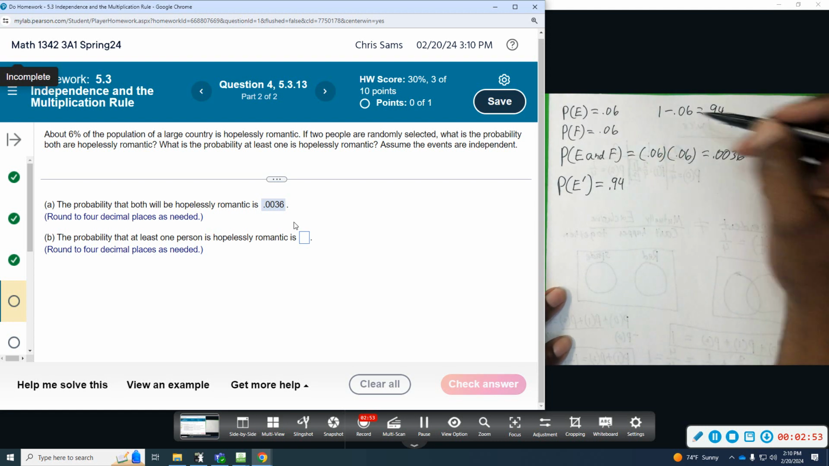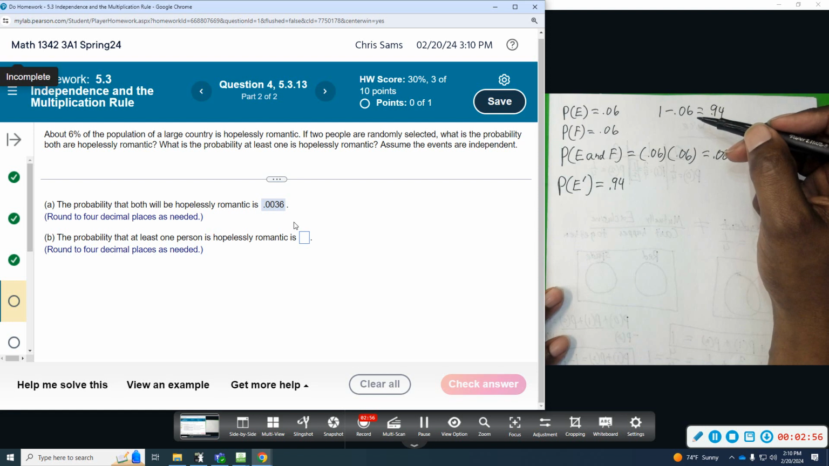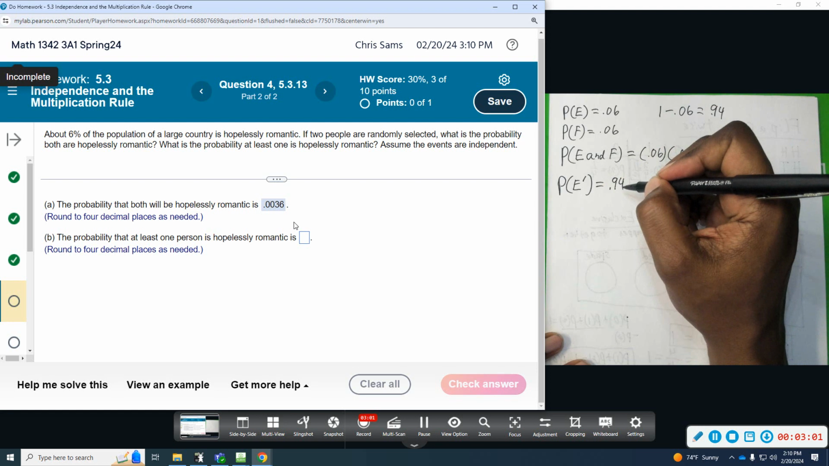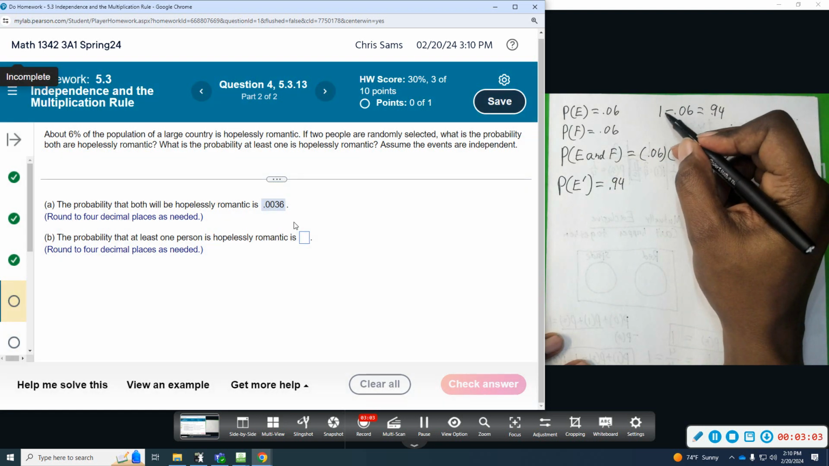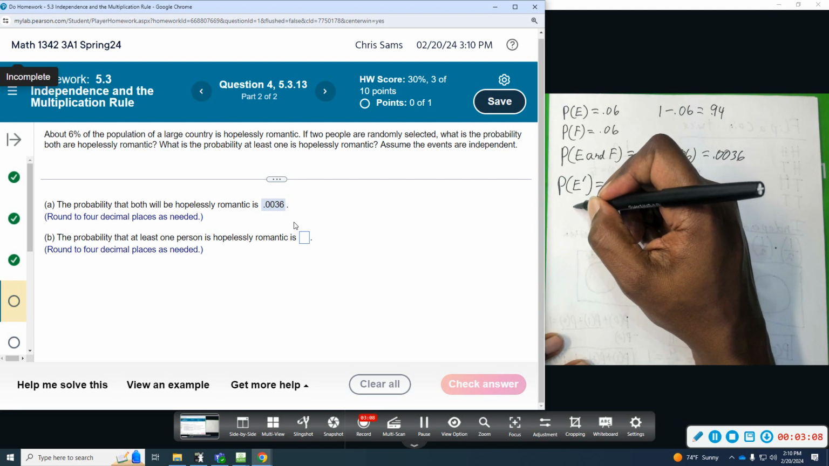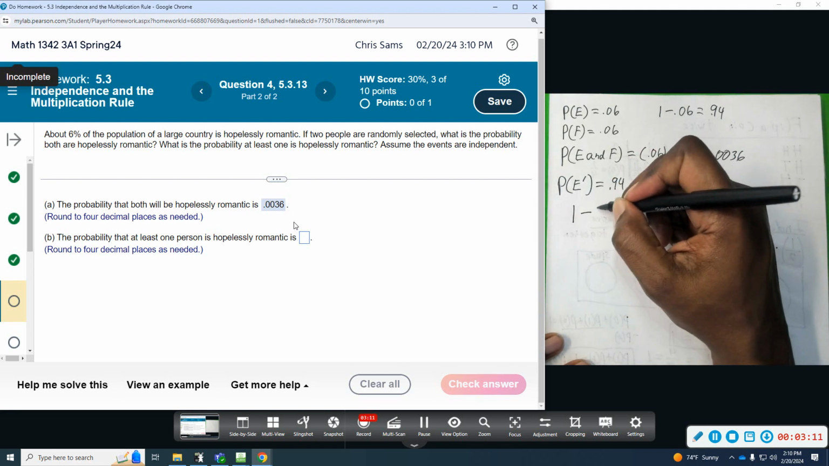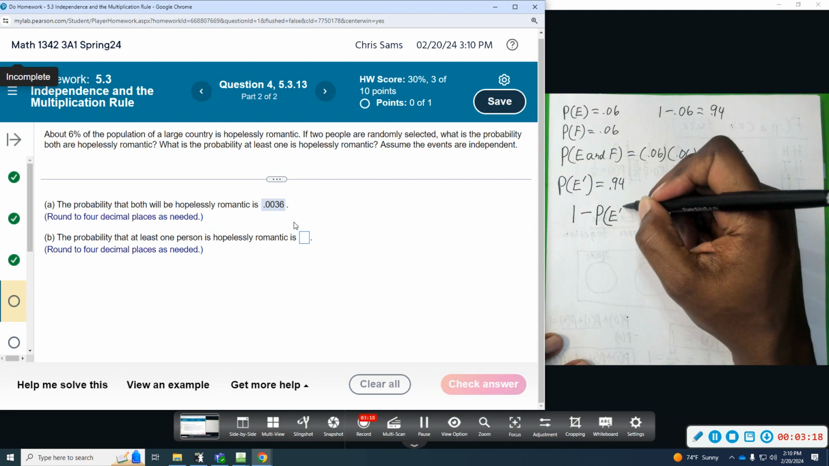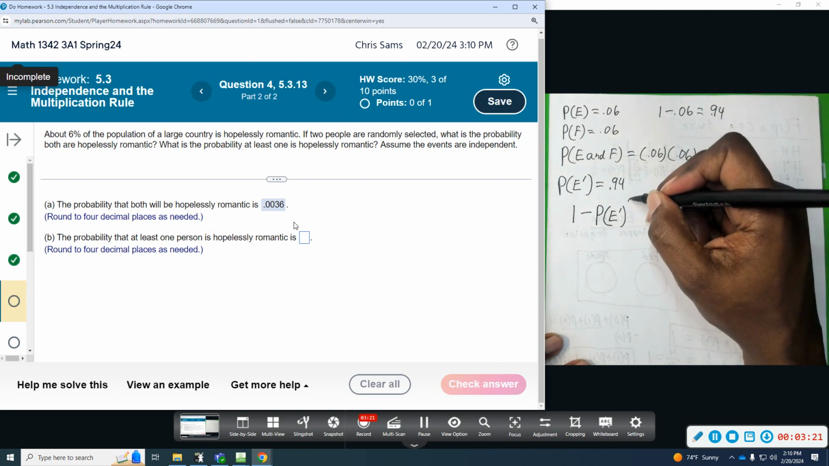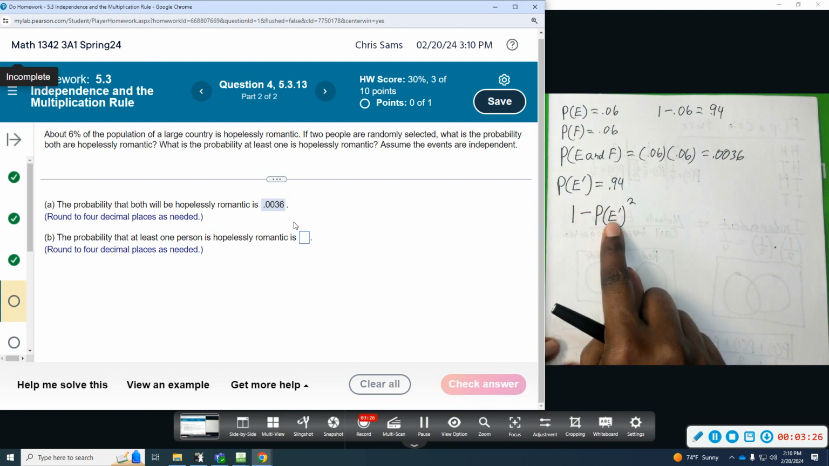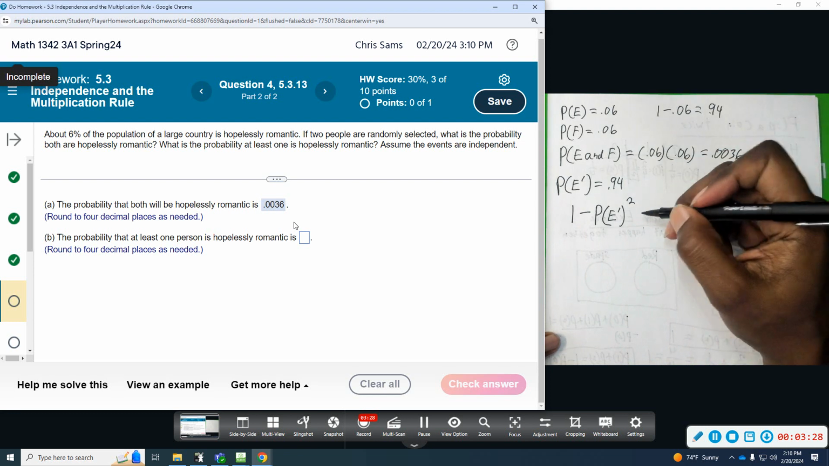And at least one, if you look at that preview or general description in the beginning, the probability of at least one being a romantic would be equal to 1 minus the probability that neither one of them is a hopeless romantic. So there's 2 people, so I'm just going to take that probability they're not a hopeless romantic, and we're going to square it because we're talking about 2 people. So take away the chance of them being a hopeless romantic, and we get the chance that they both are.